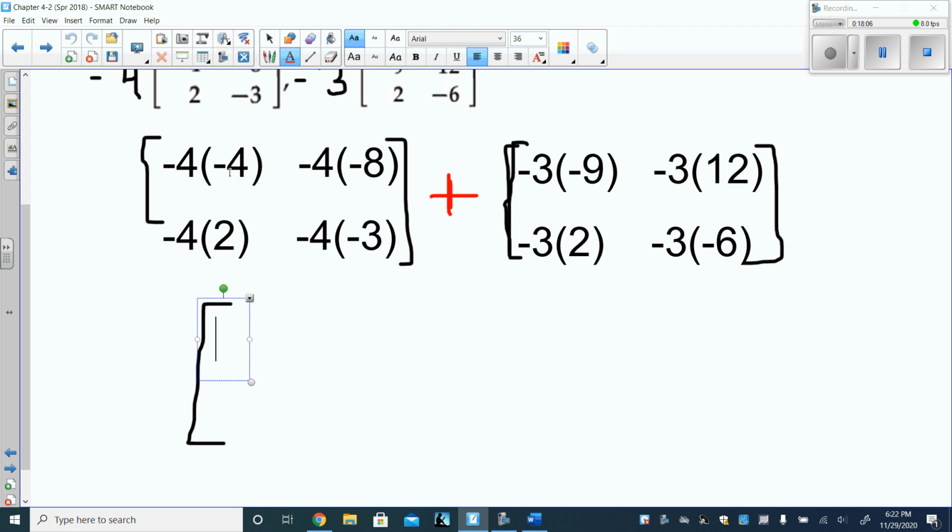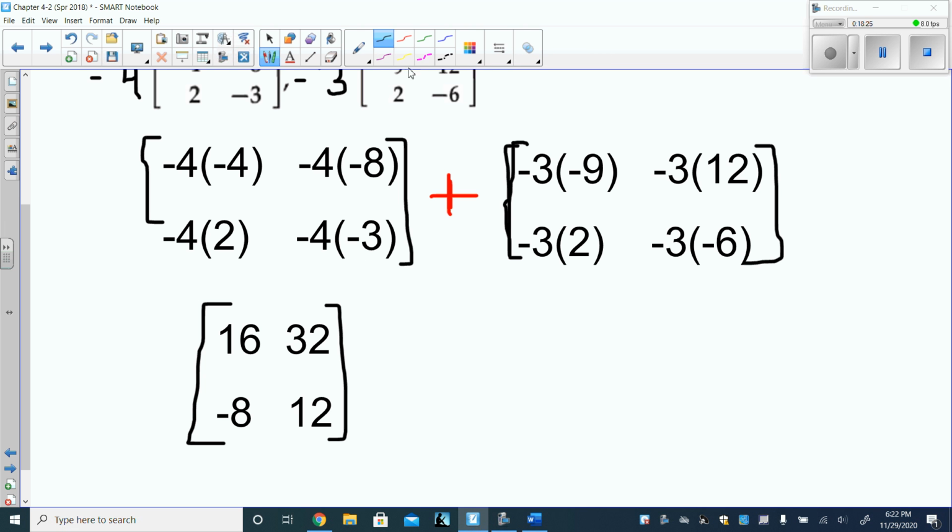Now let's go on and simplify this here. Well, negative 4 times negative 4 would be 16. Negative 4 times negative 8 would be positive 32. Negative 4 times 2 would be negative 8. And negative 4 times negative 3 would be 12. So we have that there. Plus. Let's do the other matrix.